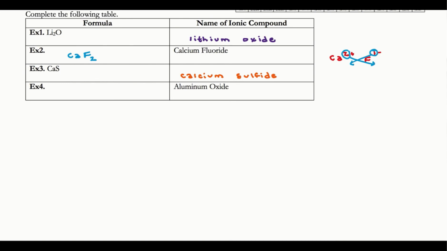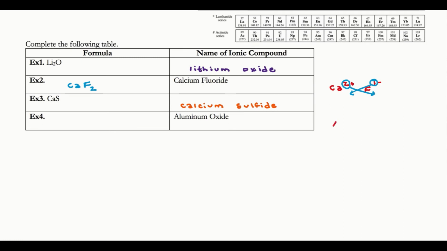Okay, and for the last one, aluminum oxide. Aluminum has a 3+ charge. If you look at the periodic table, oxygen has a 2- charge. And so then this becomes, and we actually already did this problem up above with just aluminum and oxygen, but now we can do it from the name itself of the ionic compound, Al2O3. Okay, not too bad. We call these binary ionic compounds because you have 2 different atoms, binary meaning 2.